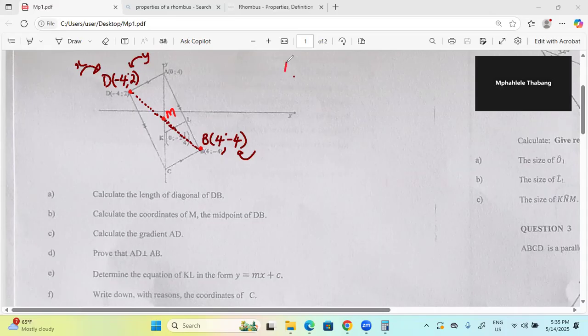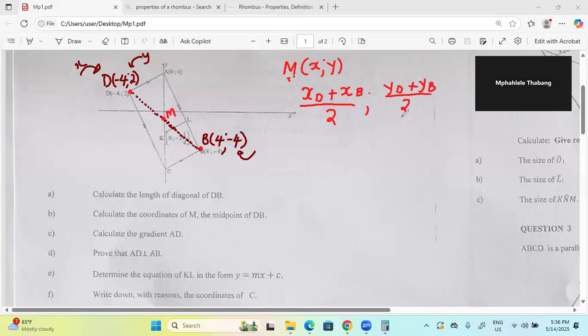Remember, the coordinates in mathematics, we have got x and we have got y. And we are saying the coordinates of M is the midpoint of DB. So I have to use the midpoint formula, which is XD plus XB over 2, because I'm talking about D and B, and YD plus YB over 2. You can also say X1 plus X2 over 2, Y1 plus Y2 over 2.